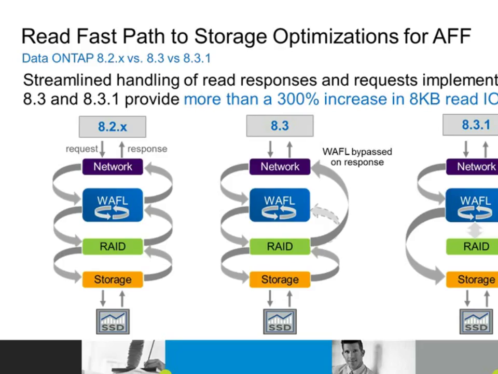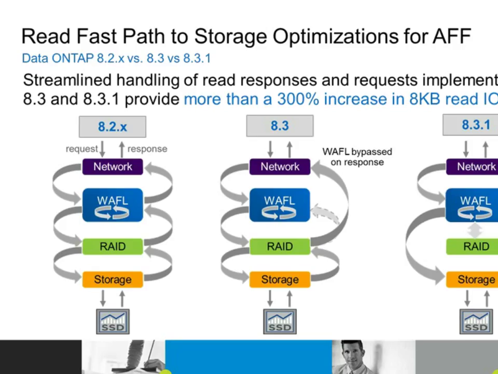So you can see the traditional clustered Data ONTAP 8.2 model there, where requests would come in from the network layer, the controller would pass that off to WAFL, which would go to the RAID layer and storage layer, and then we'd follow that path back up the stack here.